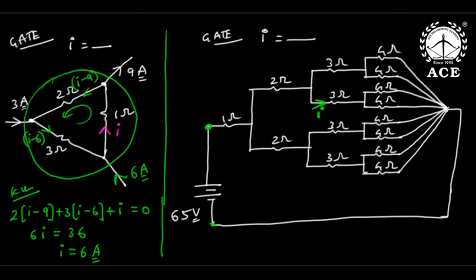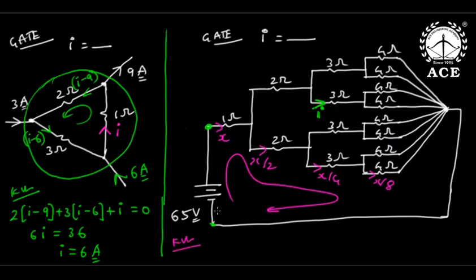So let me do first current division. Here this is x. Path resistance same, now this is x by 2. Again path resistance equal, so x by 4. Again path resistance equal, x by 8. So I'm writing a KVL first to find x. If I write a KVL: minus 65 plus x into 1 plus x into 2 by 2 plus x into 3 by 4 plus x into 4 by 8 is 1 by 2, equal to 0.